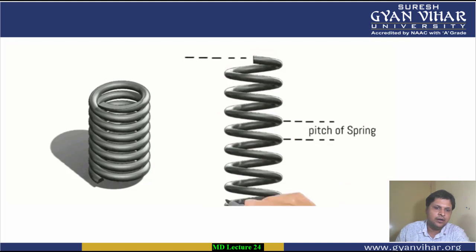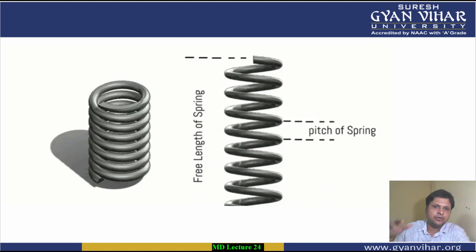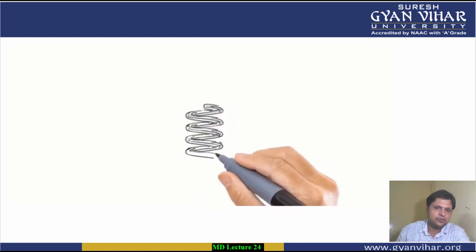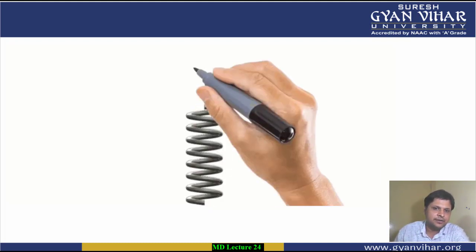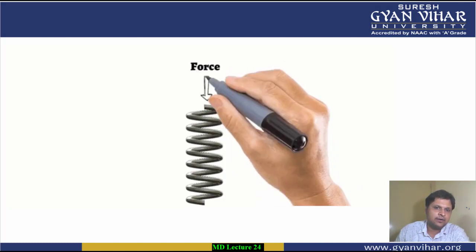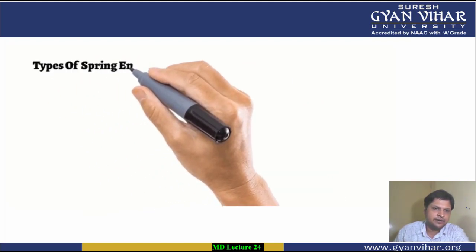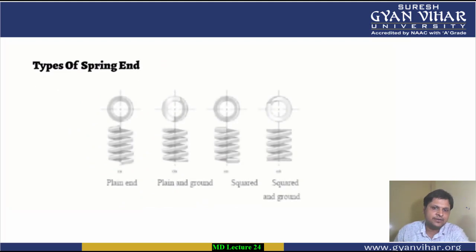And then comes the free length. Free length is the length when load is not applied. At that time the length is known as the free length of the spring. And then students, when load is applied on the spring, the length of the spring is known as the compressed length.